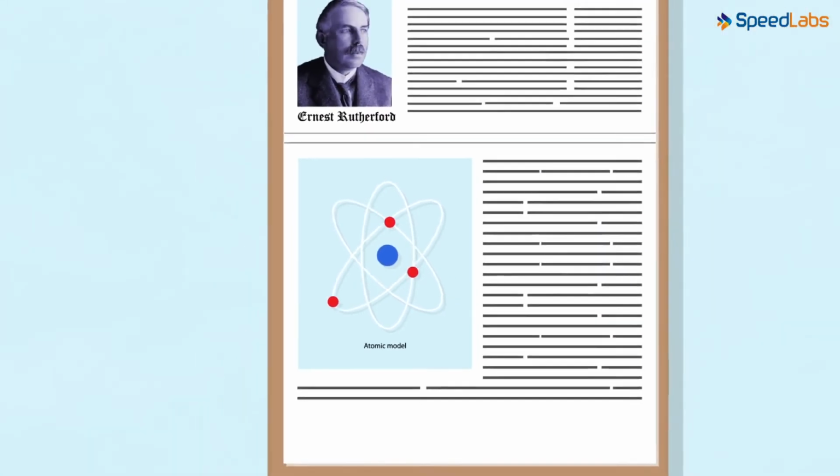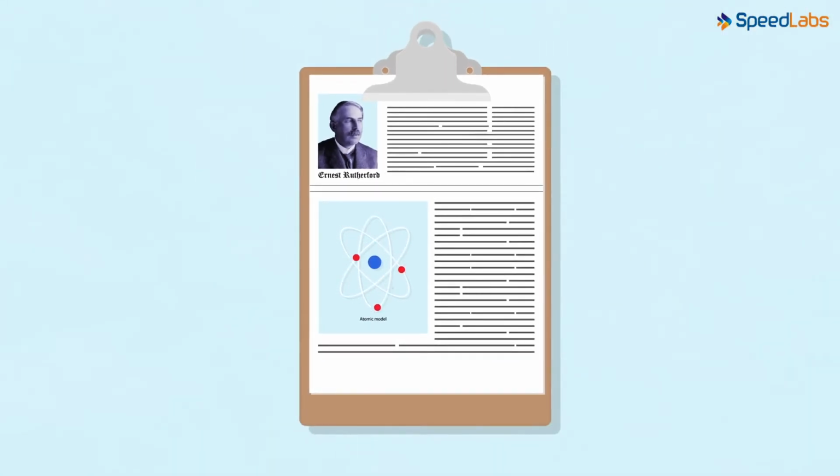Rutherford's atomic model was quite commendable when it came to explaining the structure of atoms. However, it was not very appropriate theoretically. And why are we saying so?